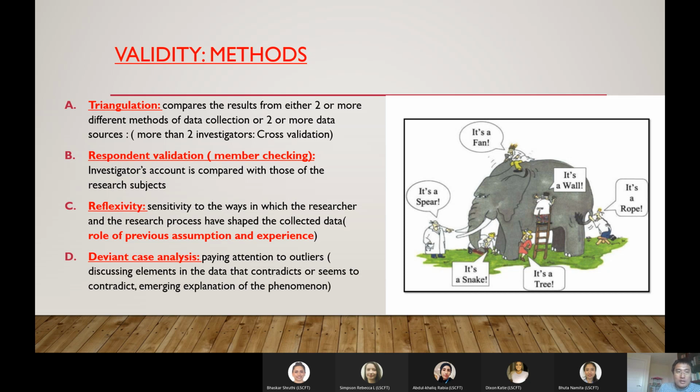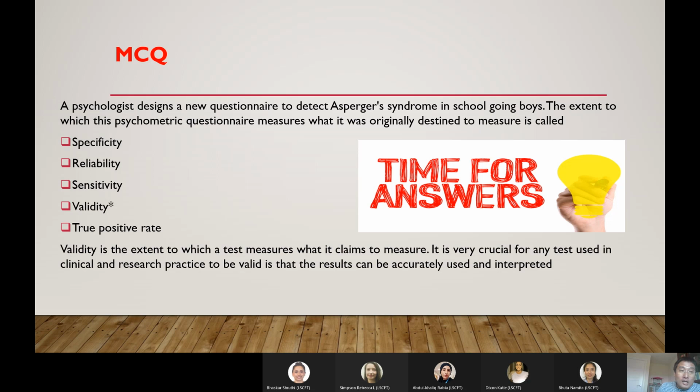Okay, so let us check the MCQs. Psychologists design a new questionnaire to detect Asperger's syndrome in school-going children. The extent to which the psychometric question measures what it is originally designed to measure is called, what is the answer? Sorry, I've given you the answer. Validity.